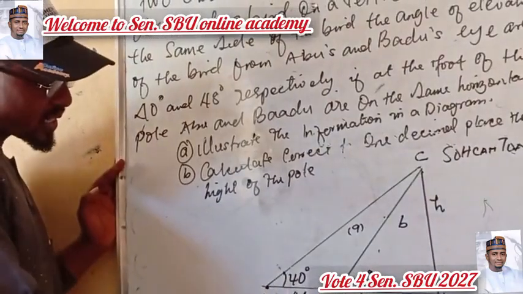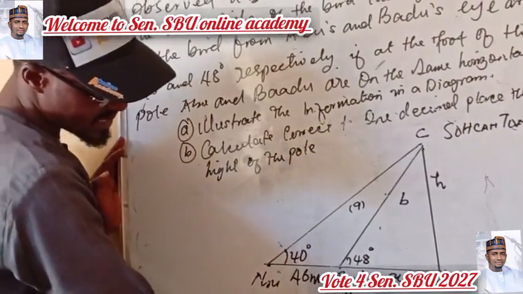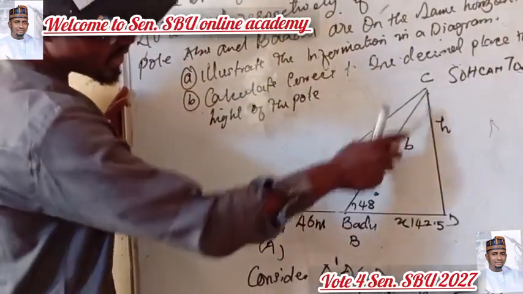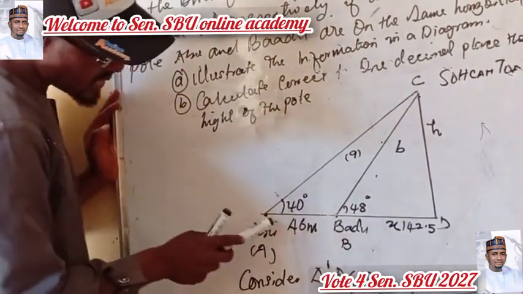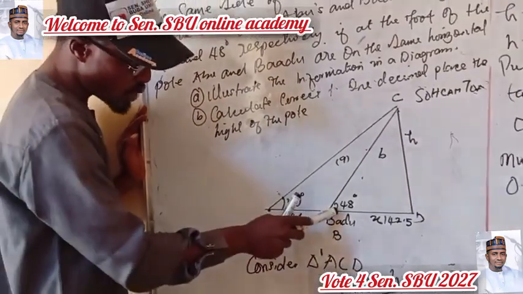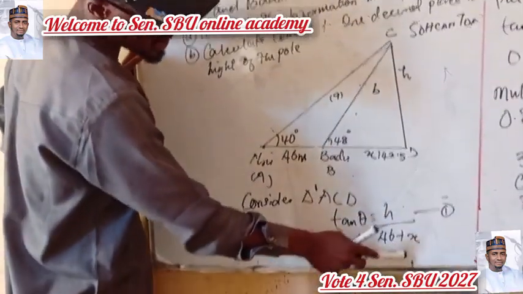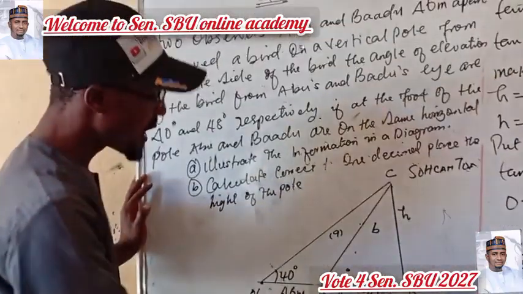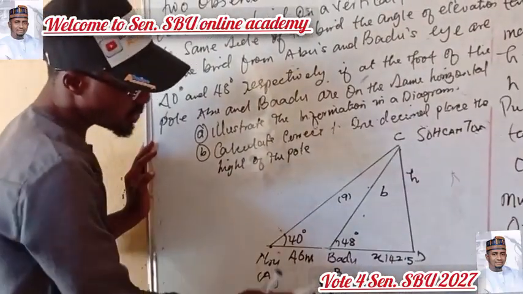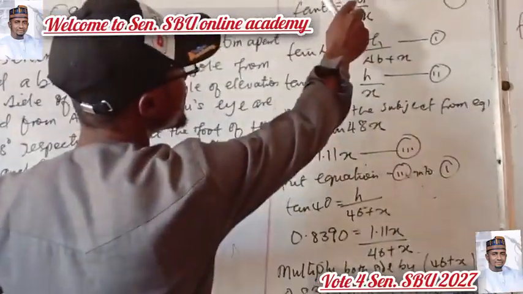Therefore, in considering triangle ACD, we have tan theta, which is opposite over adjacent. The opposite of the triangle is H, which is height, all over the adjacent, which is from Abu to Badu, 46 meters, and from Badu to D, which is X meters, unknown. You name it equation 1. Now try getting equation 2. You say triangle BCD. That is from triangle BCD.